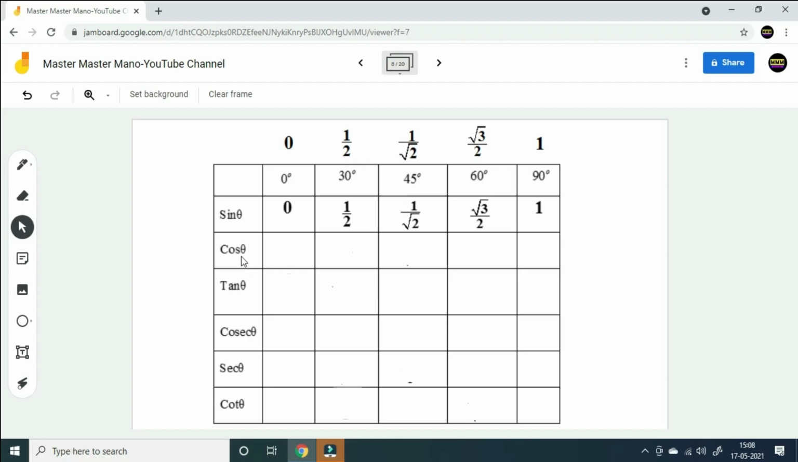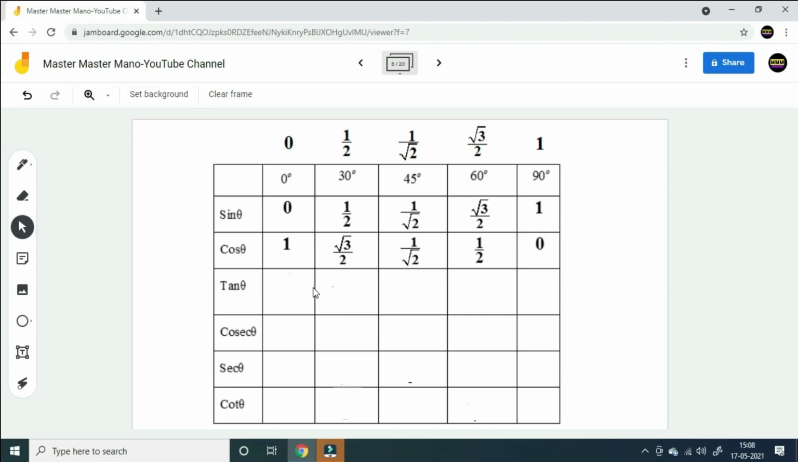Let us fill the boxes with the values. For cos 0 degree, we have to write 1. For cos 30 degree, we have to write root 3 by 2. For cos 45 degree, we have to write 1 by root 2. For cos 60 degree, we have to write 1 by 2. For cos 90 degree, we have to write 0.